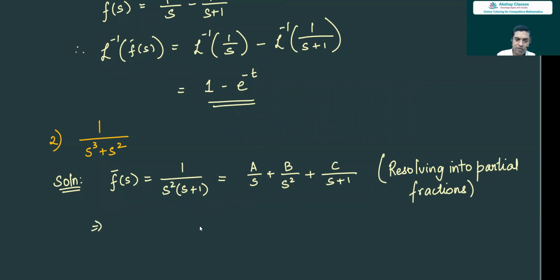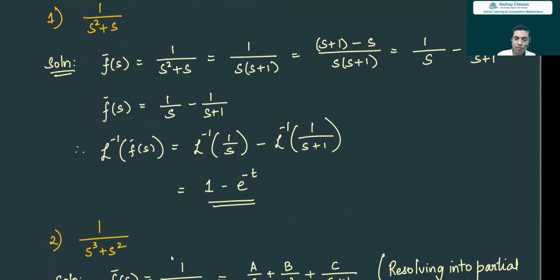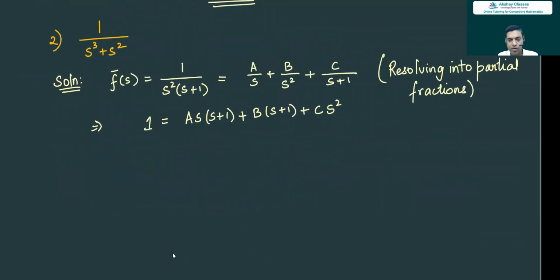So when we do this, we equate the numerator: 1 is equal to a into (s plus 1) plus b into (s plus 1) plus c into s square. Okay, so now we need to equate this on both sides.